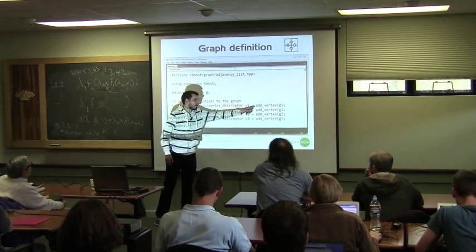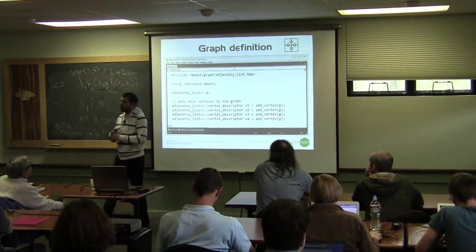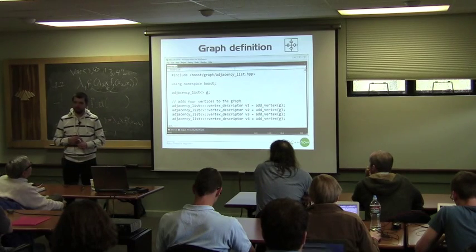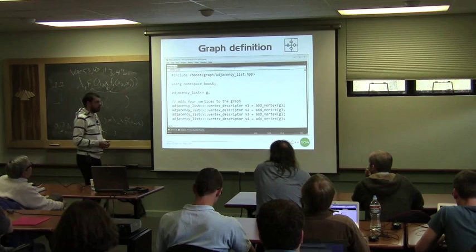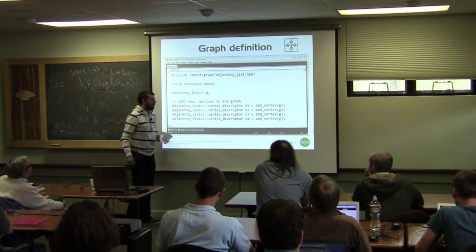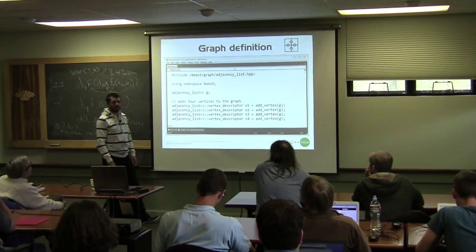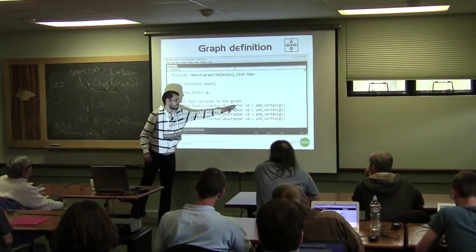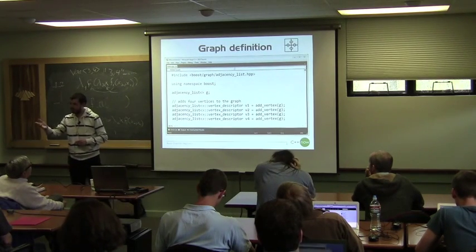So in this case, you call addVertex, you pass the graph as a parameter, and one vertex is added to the graph. As my graph consists of four vertices, I call the function 4 times. And you see I also get a return value here. It's a so-called vertex descriptor. So I have here something in case I want to refer to the vertex which was just added.